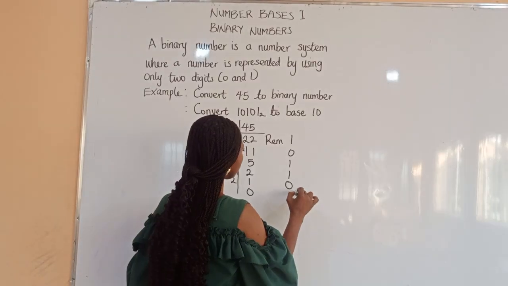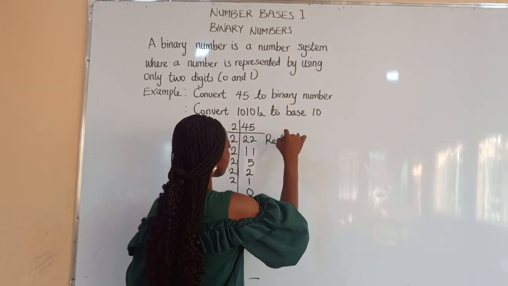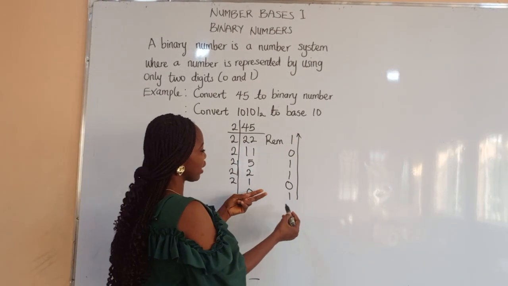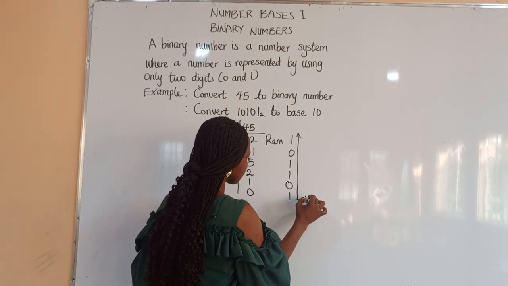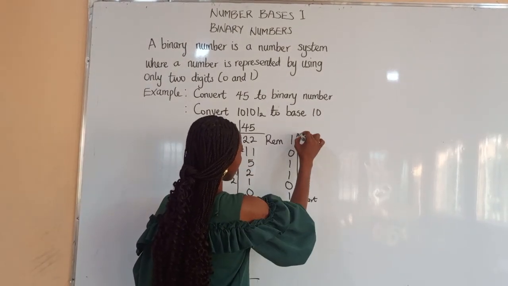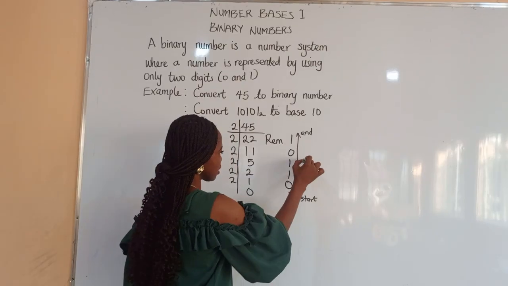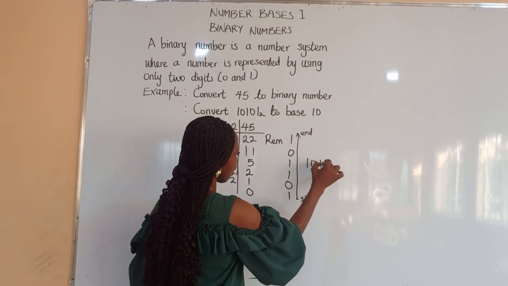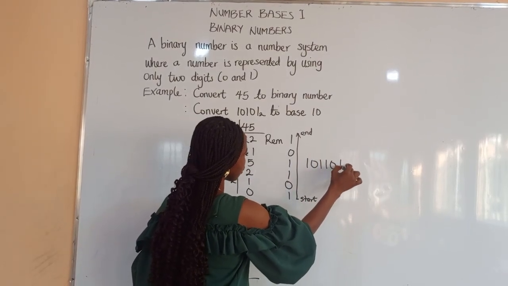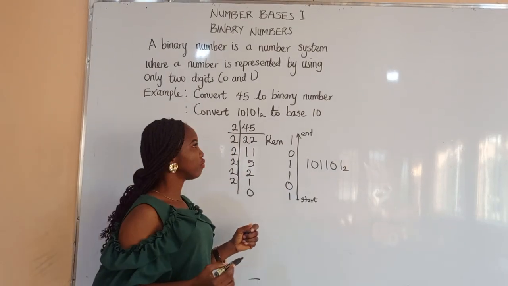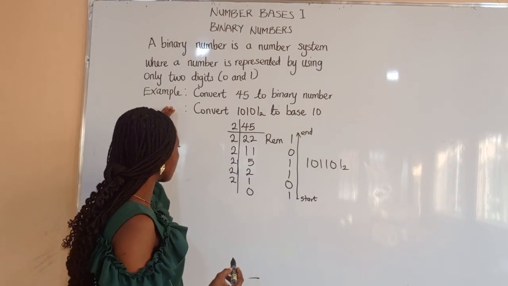Now you take it from down up. You don't start from the beginning. If you look at my arrow, this is my start and this is my ending point. So that means 101101 base 2. So we're done with this first one.